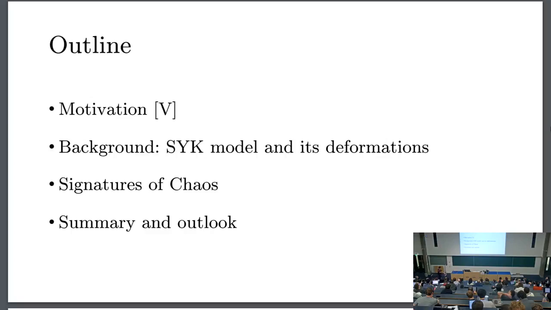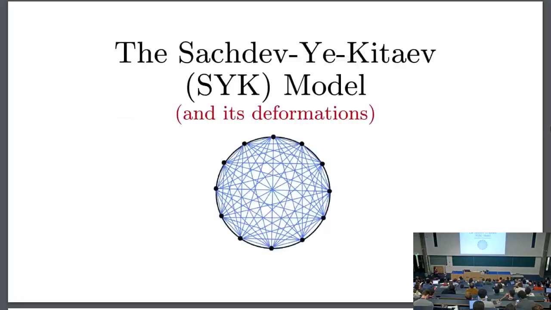All right, so here's the outline after this rather longish introduction. That's the outline of the rest of my talk. I'm going to give you a little bit of background about the SYK model and its relevant deformations. I'll talk about possible signatures of chaos, and perhaps I'll have some addition to make to this literature about signatures of chaos. And finally, I'll go back to de Sitter in the outlook.